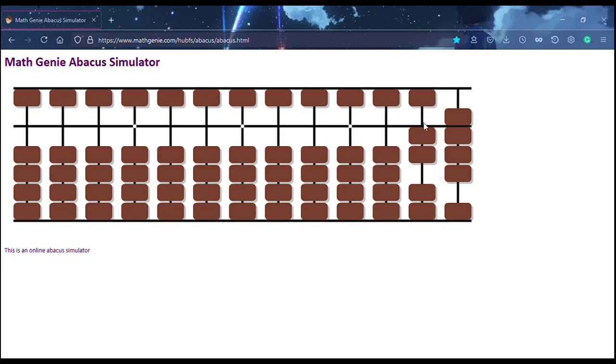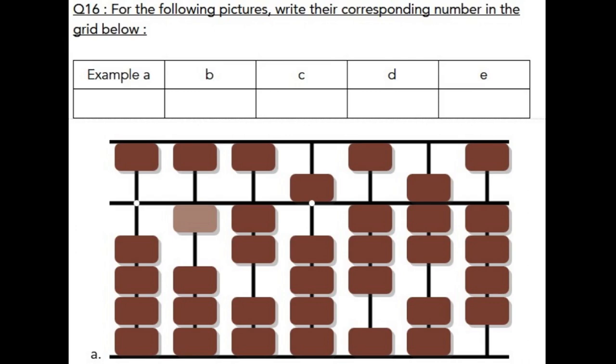Moving on to one of the more challenging questions. Question 16, part A. For the following pictures, write their corresponding number in the grid below. Over here, let us count from the left to the right again. In the hundred thousands column, we have the number 1. In the 10,000s column, we have the number 2. In the thousands column, we have the number 5. In the hundreds column, we have the number 3. In the tens column, we have the number 7, and in the ones column, we have the number 4. Therefore, this number is 125,374. So we have come to the end of this tutorial.